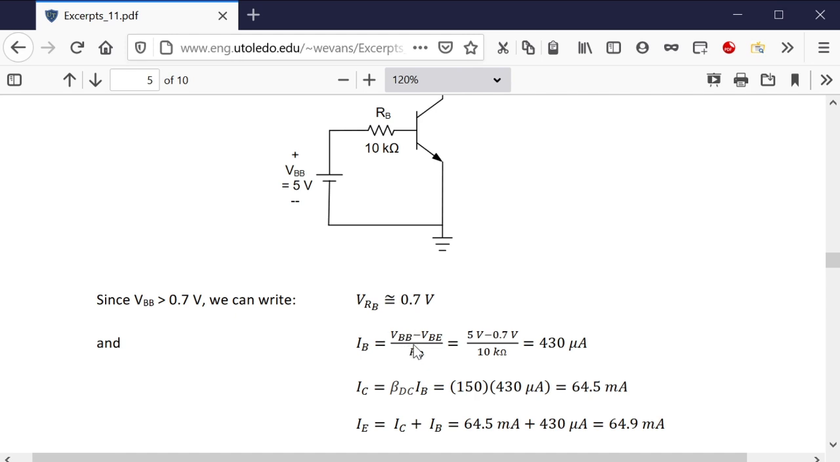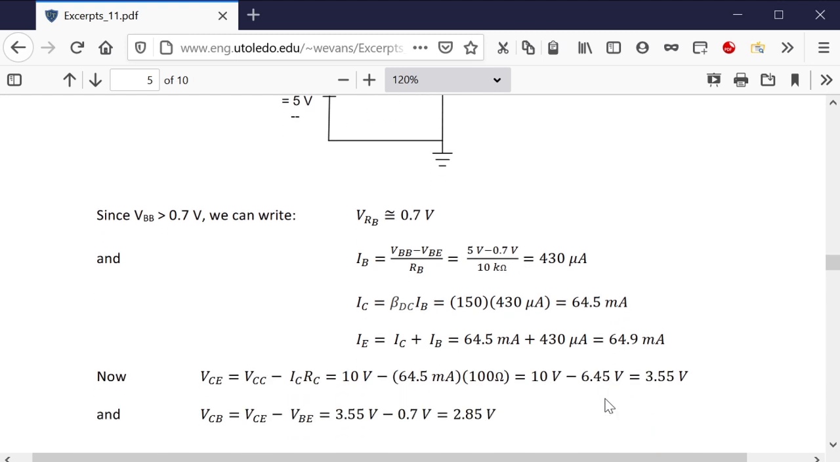and that would then give us IB. We can calculate it. It's VBB 5 minus VBE 0.7, and that gives us the current through here. That's IB. And then you can calculate IC, which is 150 times that, and that gives you the current IC. Now IE is IC plus IB, and that gives you the current there.